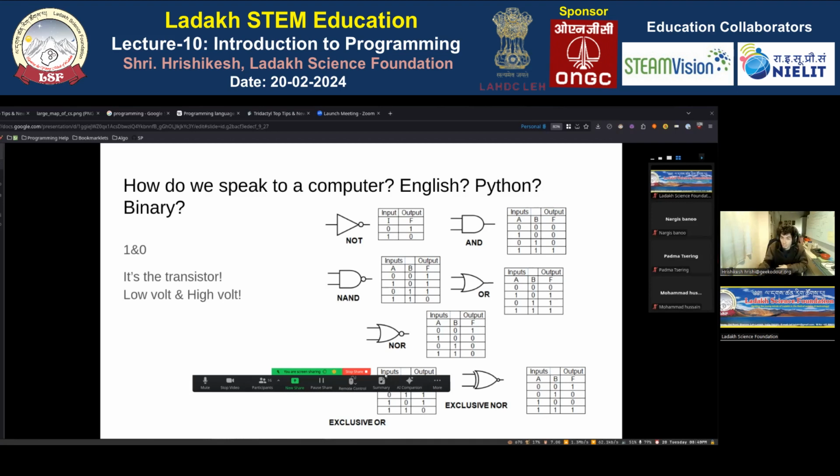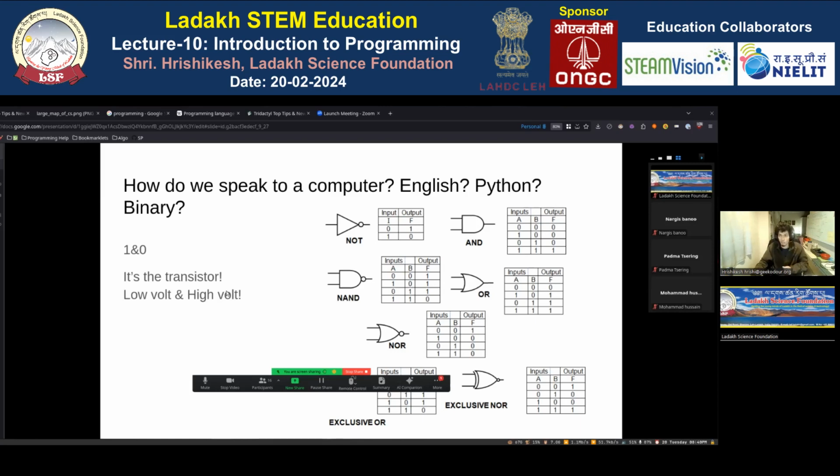There is something called logic gates. So I just wanted to have a poll here in the chat about if you are aware of logic gates. Is anyone aware of logic gates? I think you should be, but let's see. You can comment if people are familiar with logic gates. Okay. No, that's fine.